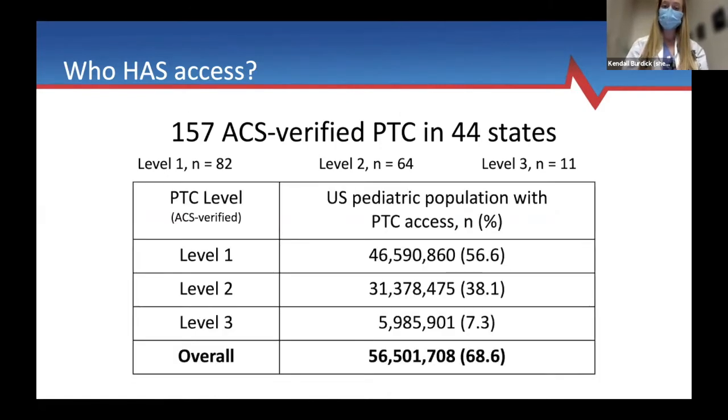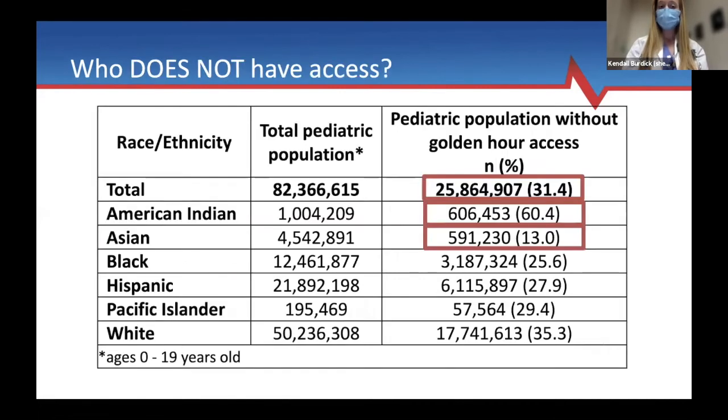And so overall, at the population level, 68.6% of the pediatric population does have access to a trauma center within a 60-minute ground transport time, which is great. These are children who can receive appropriate care within the literature-supported travel time. However, when we look at who doesn't have access, these numbers are concerning. You see 31.4% of the total pediatric population in the United States does not have access to a pediatric trauma center within 60-minute drive time.